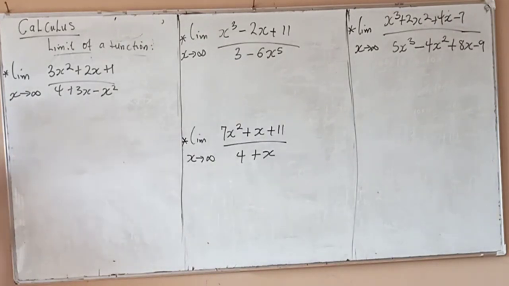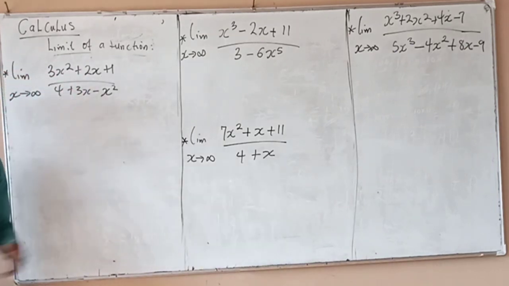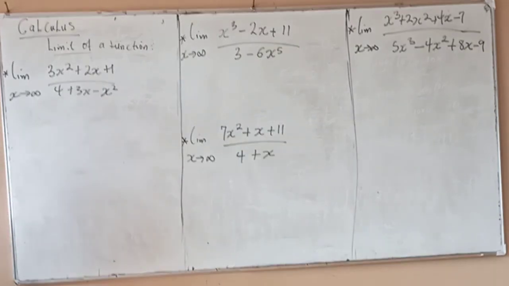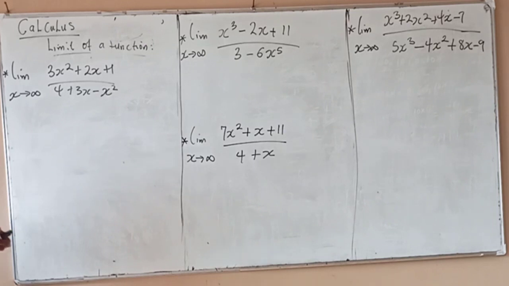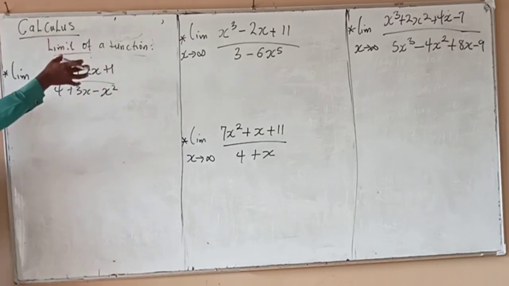But if you don't want to do that, that is very long. You can just divide both sides, this side and this side, by the highest power of x in the denominator, and that will clear up the mystery of infinity over infinity. So let's look at what we're going to have. Now let's divide both sides.